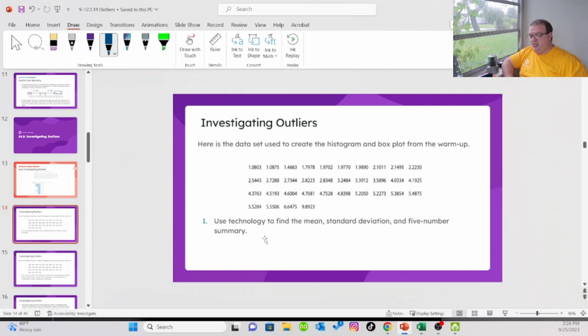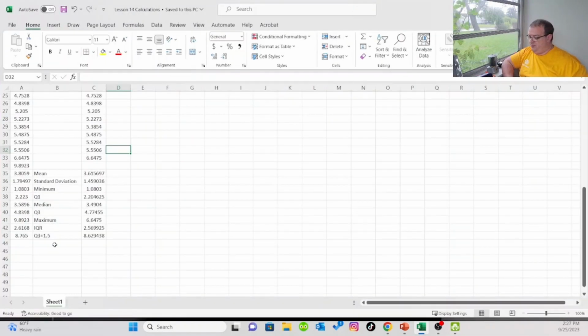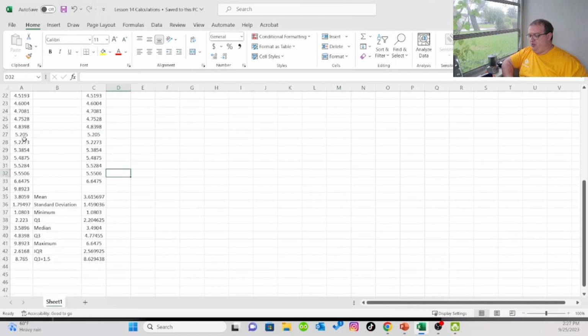Now they want us to use technology to find the mean, standard deviation, and 5-number summary. One way that you can do this is by using a program like Excel or even Google Sheets. What I've already done is take all the data points from that slide and put them into an Excel spreadsheet, and column A includes all of them. You can see that it calculated the mean, which you can find by typing in equals average and then selecting all of your data points. We find the standard deviation by using equals stdev.p and our data points. And then I found the minimum, the quartile 1, the median, the quartile 3, the maximum.